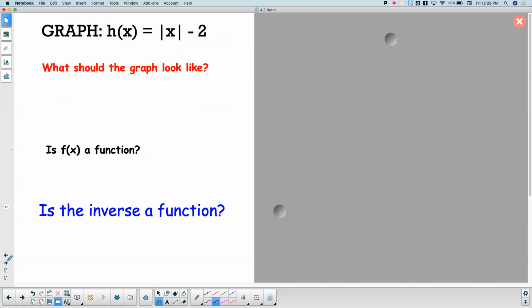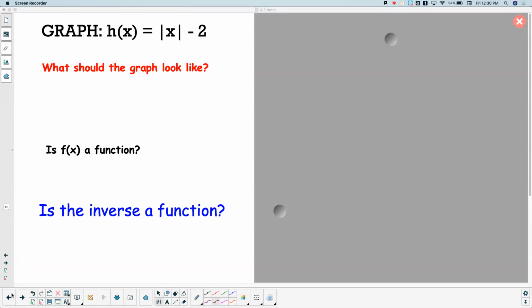Same thing. Sketch it. Function, not a function. Inverse function, not a function. If it's 1 to 1, find me the inverse. Okay. What's this one going to look like? It's going to look like a V. Opening up or opening down? Opening up.